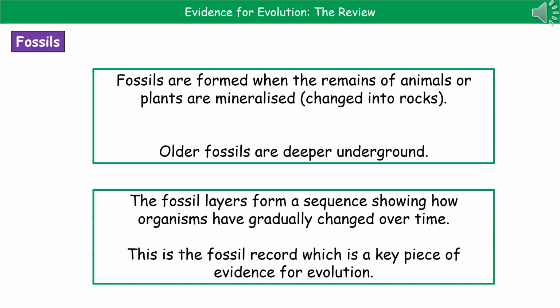And when we dig up fossils, if they're found deeper underground, it just means that they are older. So if they're quite near the surface, younger fossils; deep underground, older fossils. And what we can actually do is have a look at those different layers that the fossils form, and we can put together a sequence showing how those organisms have changed very gradually over that long period of time. And when we've done that, that's what we mean by the fossil record. And that's one of those major pieces of evidence for evolution that means it's quite a widely accepted idea.